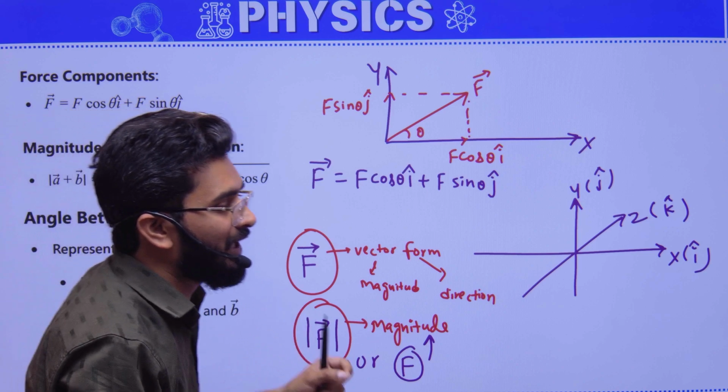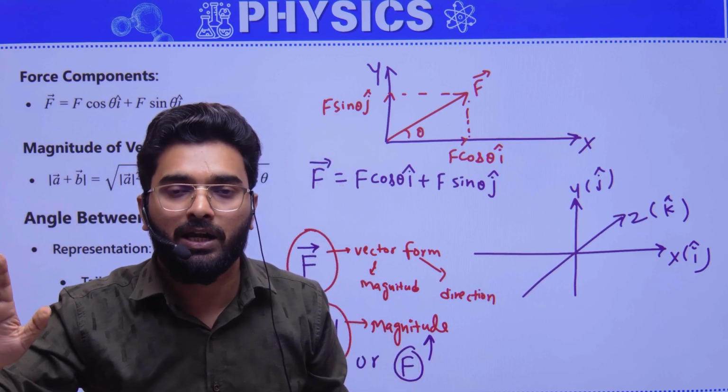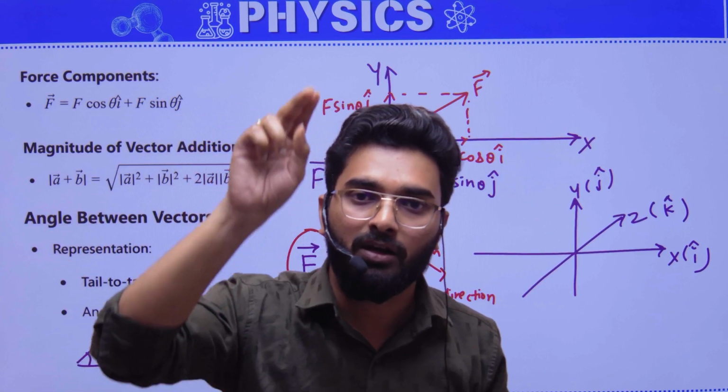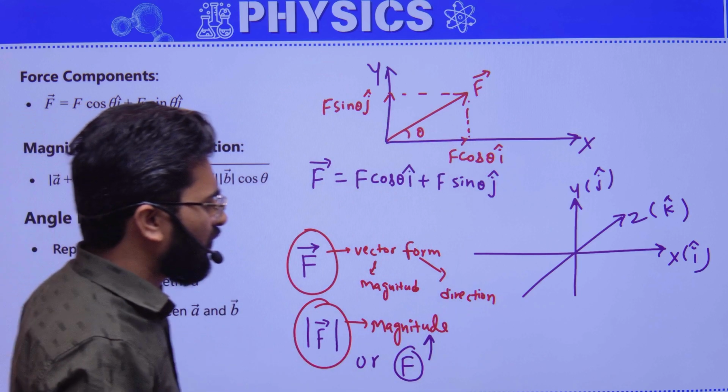Never say that one tail and one head make an angle, that will not be called the angle of those two vectors. It's your choice, whatever it be.